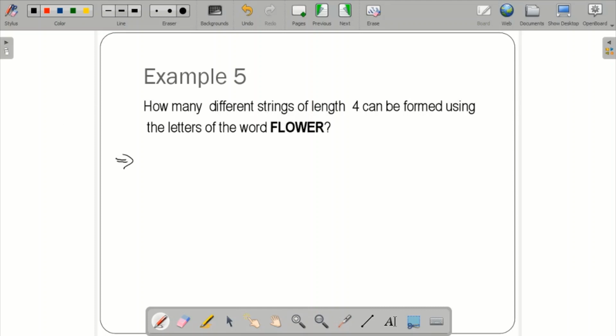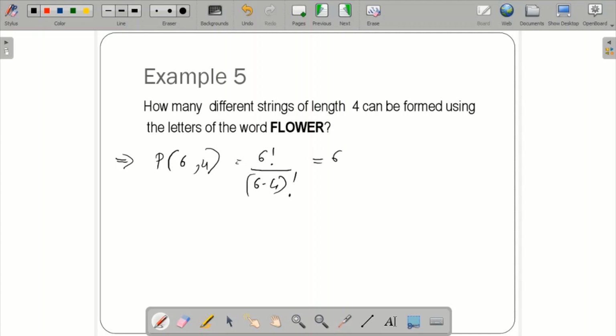So the answer is nothing but permutation of 6, 1, 2, 3, 4, 5, 6. There are 6 letters. How many different strings of length 4? So it is P(6,4). Answer is nothing but 6 factorial by (6 minus 4) whole factorial.